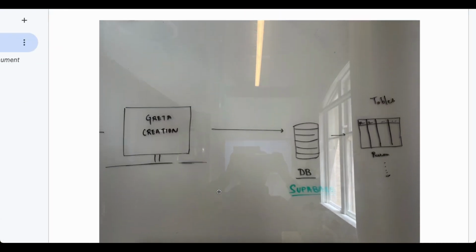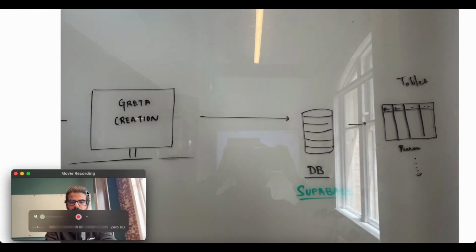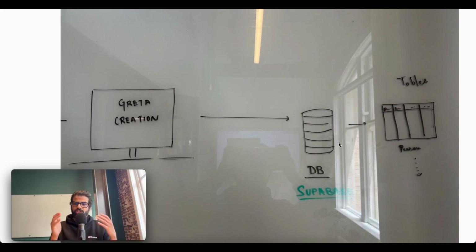So the first one is the database, right? And I think the most important thing you need to understand here is that whenever you create anything, let's say you're creating a form or you want to save some sort of data when people are coming onto your website, or you want to save anything, you need a database.